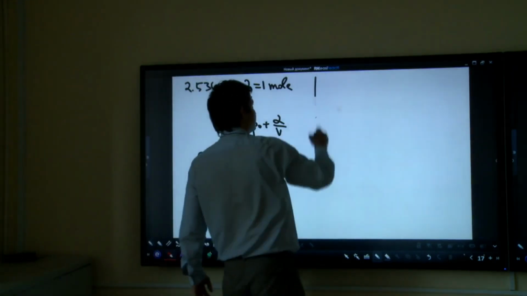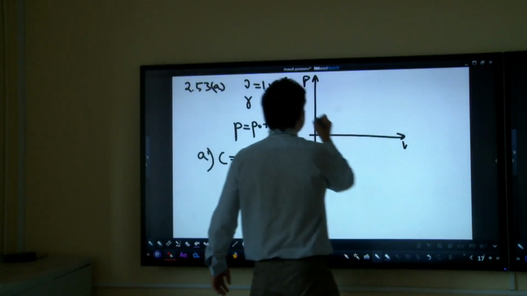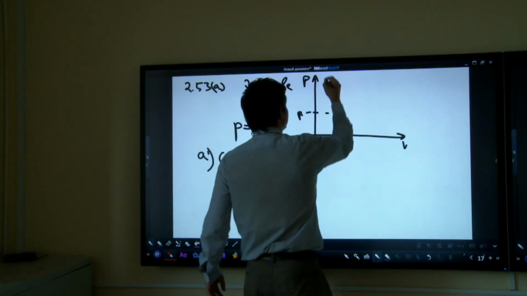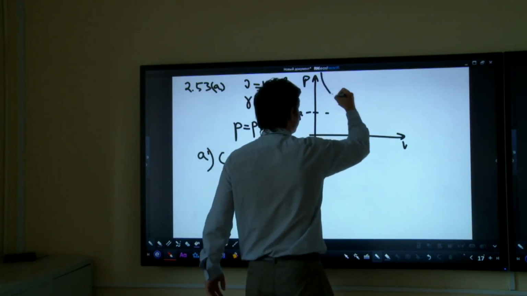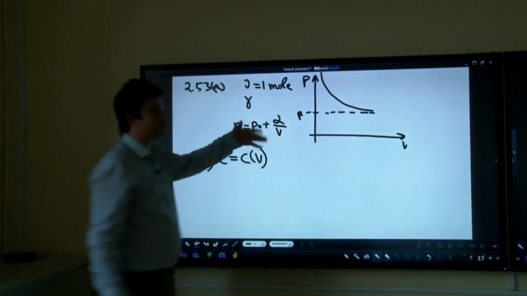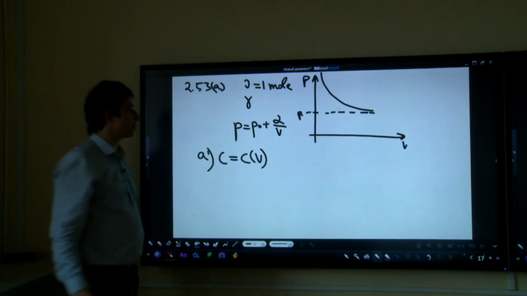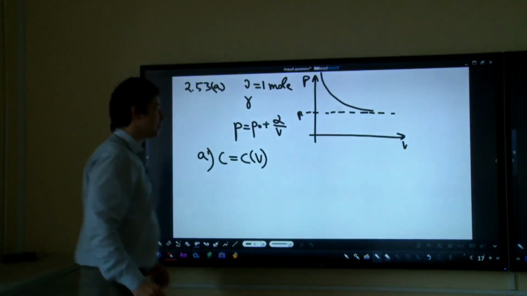So let's draw a PV diagram for the process. So I have P0. It actually looks pretty much like an isothermic process, but the pressure is shifted by P0. So it's not an isothermic process.